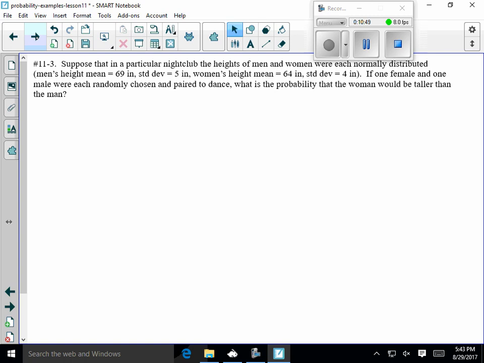Okay, so we're talking about the difference in height, right? Because for the woman to be taller than the man, we're going to be comparing the heights. A good way to compare here would maybe be just to subtract the heights. So I'm going to define a new variable. I'm going to call it D for difference, and I'm going to define it as the men's height minus the woman's height.